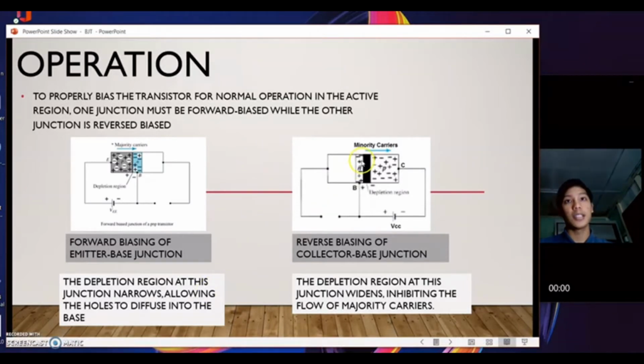Okay, so this is the reverse biasing of the collector base junction. The depletion region at this junction widens, inhibiting the flow of majority carriers. However, a limited number of minority carriers, that is holes, will drift through the junction, establishing a reverse current or leakage current.